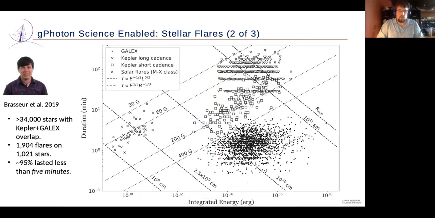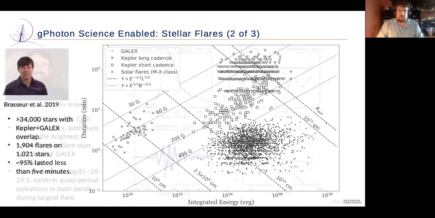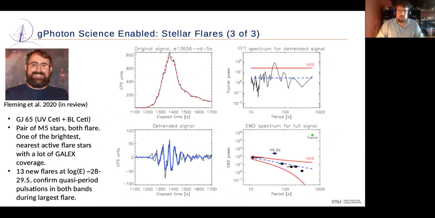And yeah, found a whole lot of flares that would not have been found in Kepler otherwise without Galax. And then more recent work by Scott, which we have in review, is that we found short period quasi-periodic pulsations on stars, which I also don't expect planetary scientists to understand because astronomers don't understand them. But there are only a few examples of these, so this was very exciting.